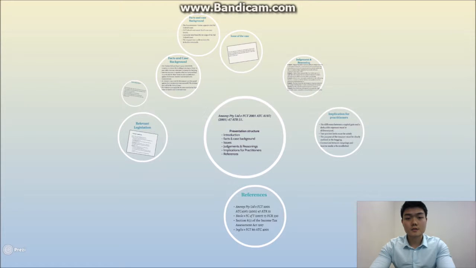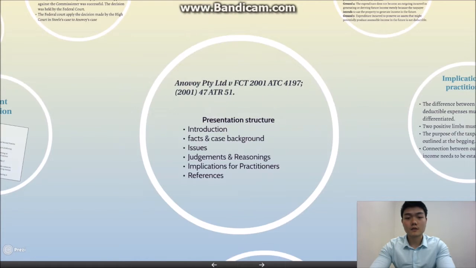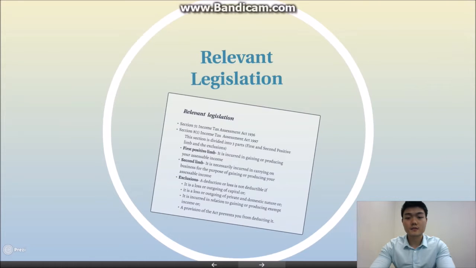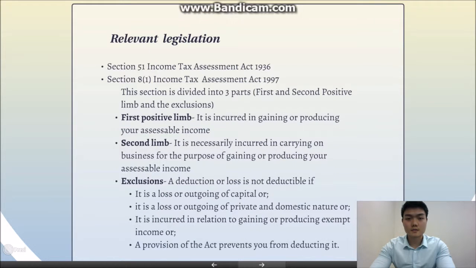Before I begin, I would like to outline the legislation in relation to this case. This case was judged based on Section 51 of the ITAA 1936, which is the old legislation. Section 51 was later on translated to Section 8 of the Income Tax Assessment Act 1997. Section 8 is divided into three parts.